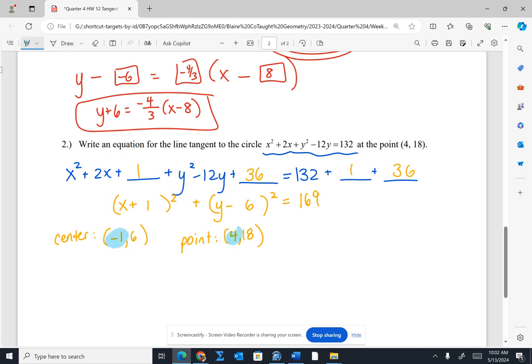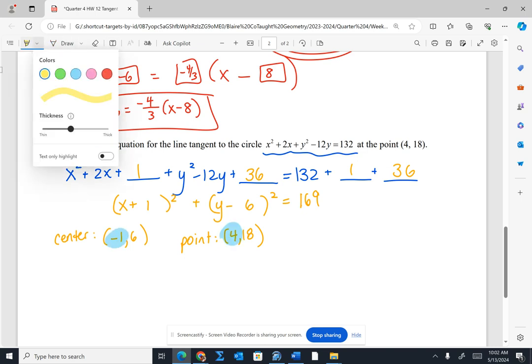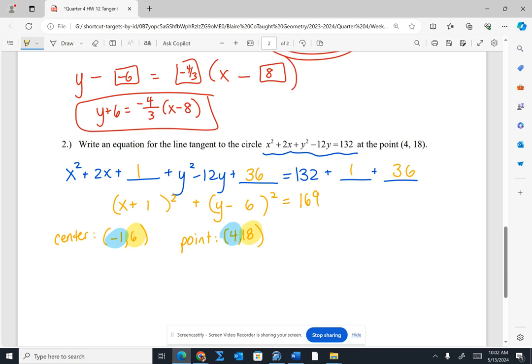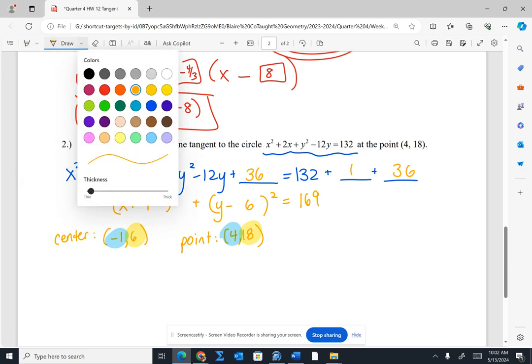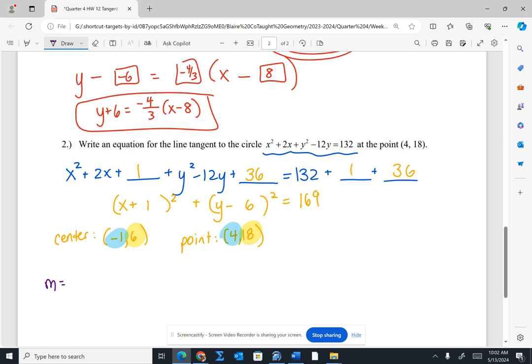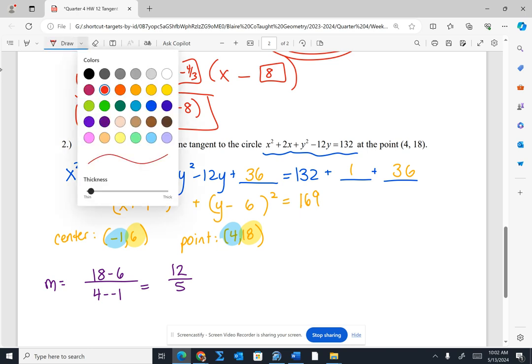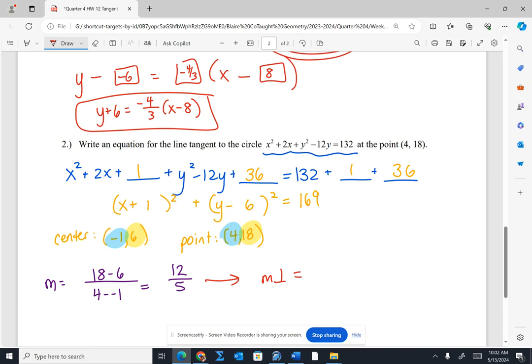So I'm going to highlight the x's and y's again. And let's find the slope where we subtract the y's on top and we subtract the x's on the bottom, and we get a slope of 12/5. But we don't actually want that slope. We want the opposite reciprocal slope because the tangent line is perpendicular to the radius. So I don't want positive 12/5. I want -5/12. And now I have my slope and I have my point.